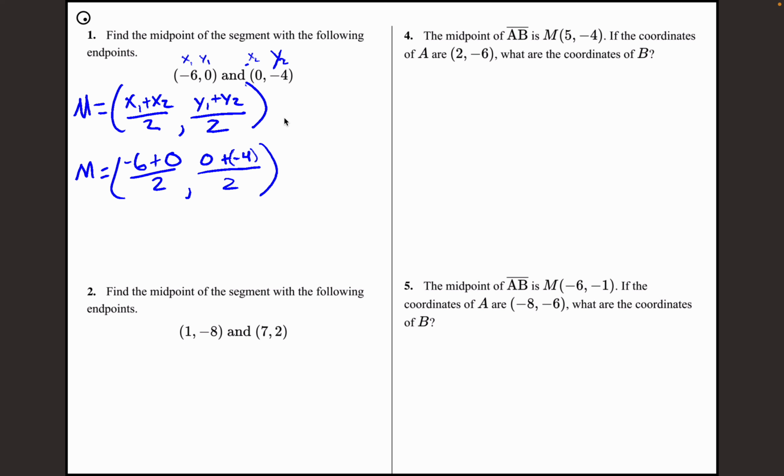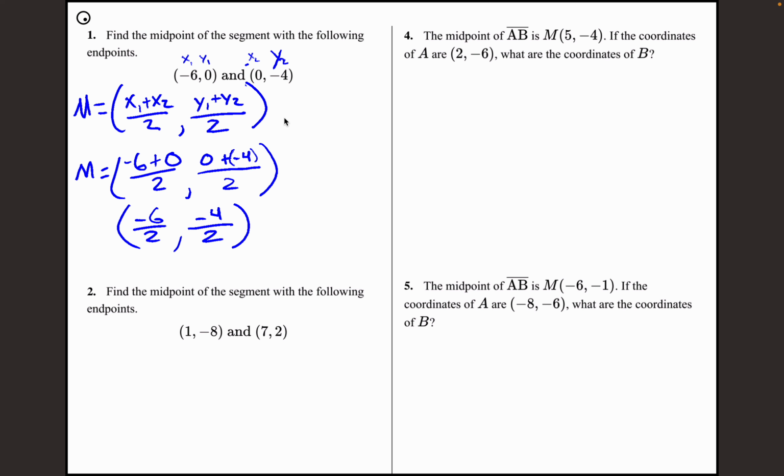Now let's look at the midpoint. Right here we have -6 plus 0. What's -6 plus 0? You should get -6. Anything plus 0 is itself. So we have -6 divided by 2. On the other side, we have 0 plus -4, which is -4 over 2. And we just have to simplify one last time.